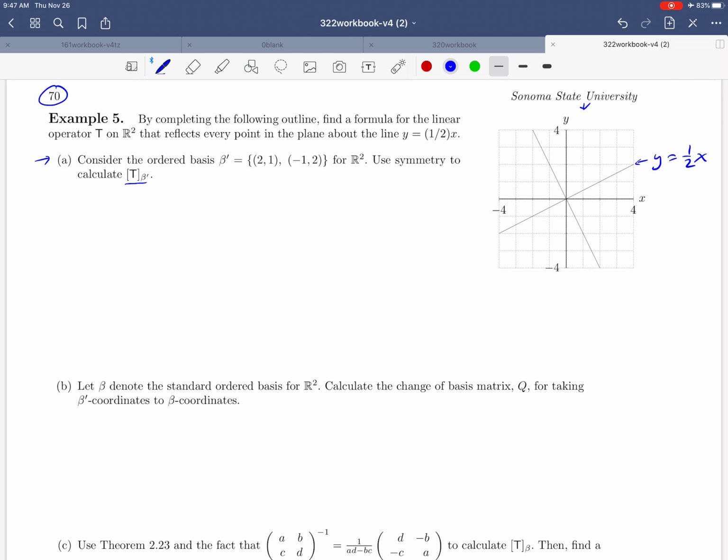Okay, so how do we calculate this matrix? Well, it's about taking our two vectors and substituting into our transformation. Okay, so we're interested in determining what T of (2, 1) is and what T of (-1, 2) is. Okay, so we'll leave that blank for the time being. And then once we have an output, we would like to write that output, whatever it is, as a linear combination of the same basis vectors, (2, 1) and (-1, 2).